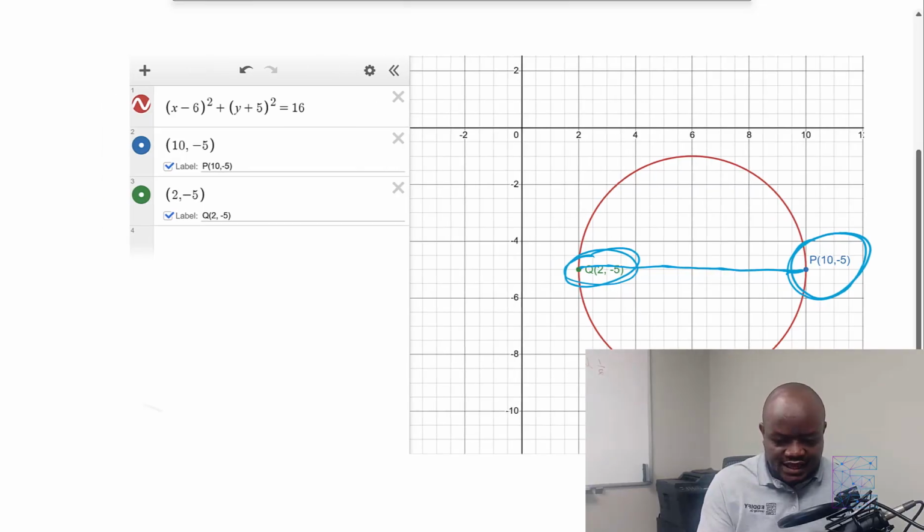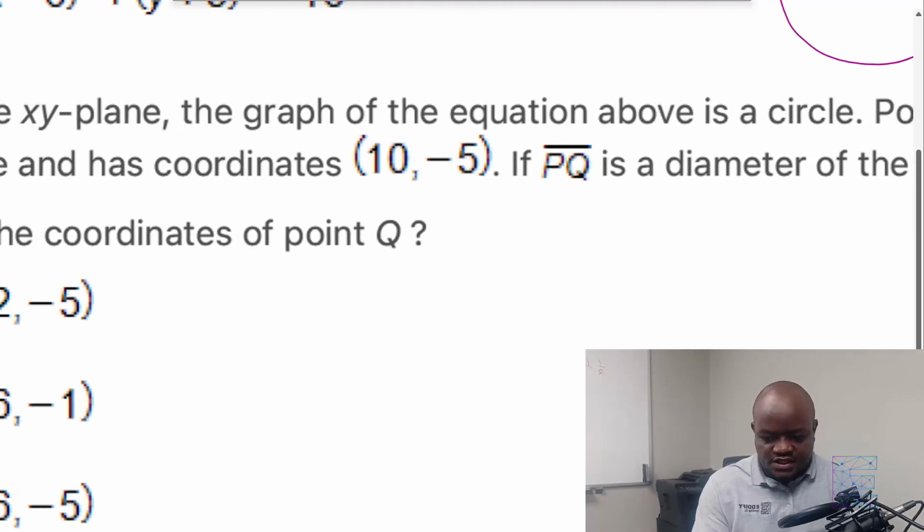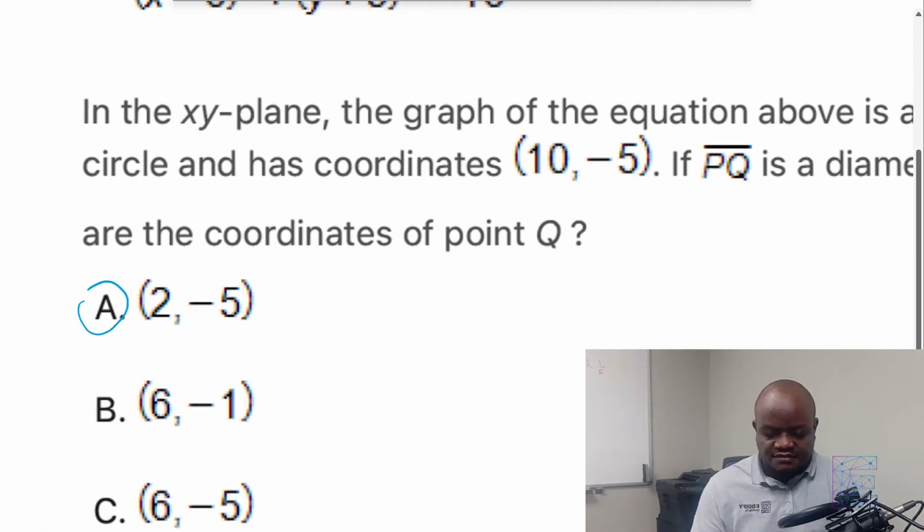So just like that, if you graph this in Desmos, you can find the answer really easily, because that tells you the answer is A, 2, -5.